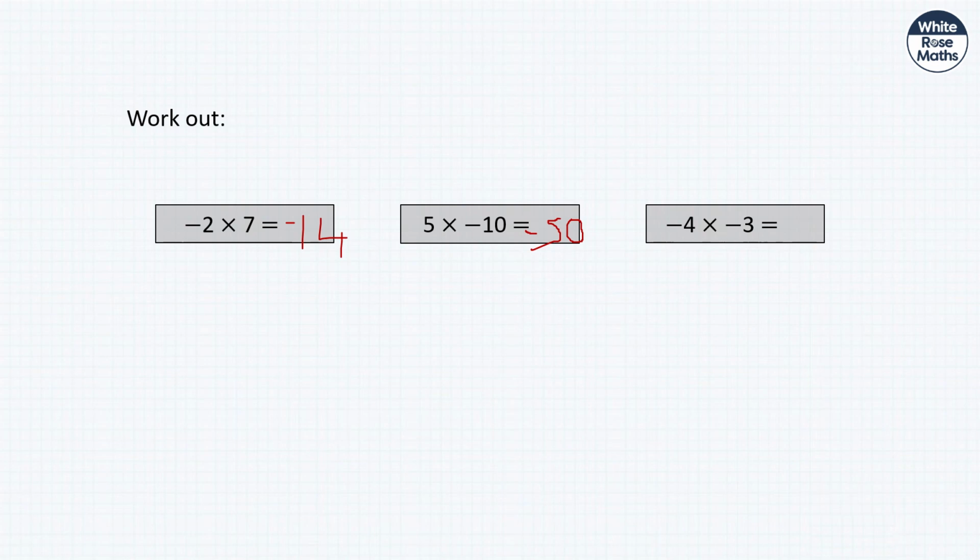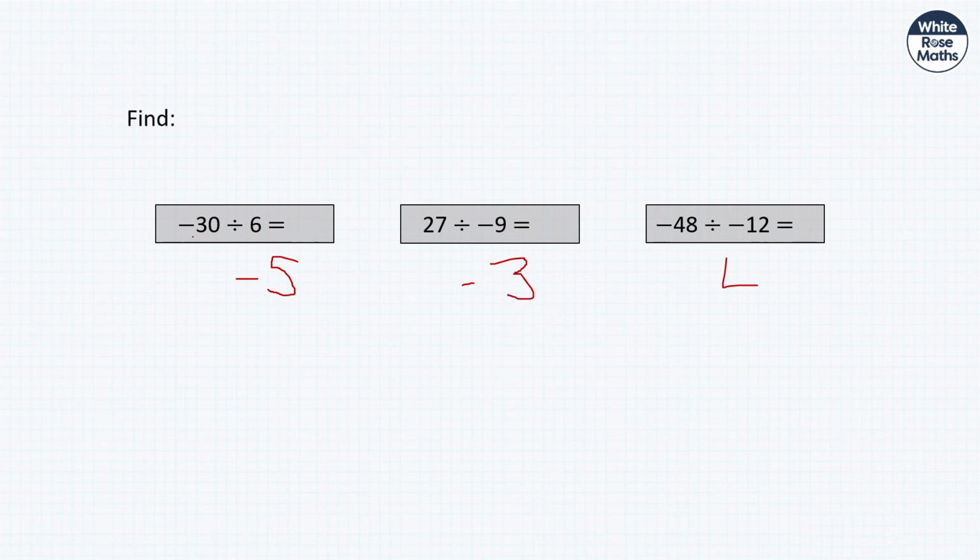This next one, a negative times a negative makes a positive, so the answer is just positive 12. Negative 4 times negative 3 makes positive 12. Dividing now, minus 30 divided by 6 will give you minus 5, because a negative divided by a positive gives a negative. A positive divided by a negative will give you a negative, and negative divided by negative is going to give you a positive. So if the signs are the same when multiplying or dividing, the sign of my answer will be positive, and if the signs are different, the answer is going to be negative.